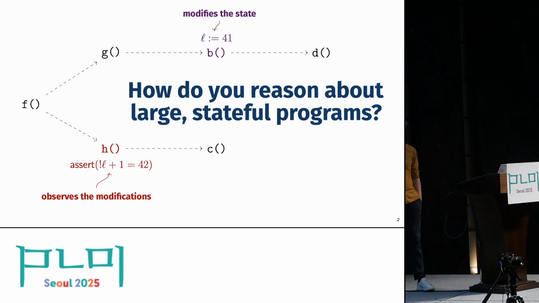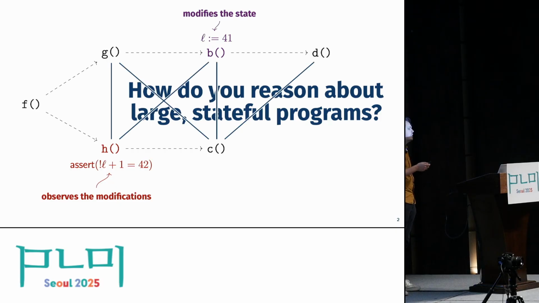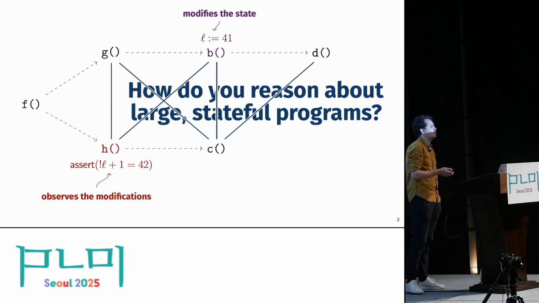I want to start with a question. How do you reason about large stateful programs? The challenge here is that if you think about a larger program and you decompose it into its individual parts, then one part of the program, such as the function b up here, can modify the state, say store 41 in the location L, and a totally different part of the program, such as the function h down here, can observe these modifications. So everything is implicitly connected via the shared state, which makes reasoning about these programs more difficult.